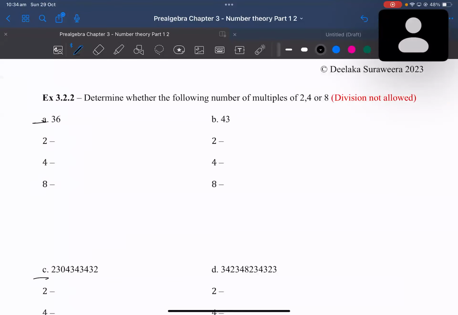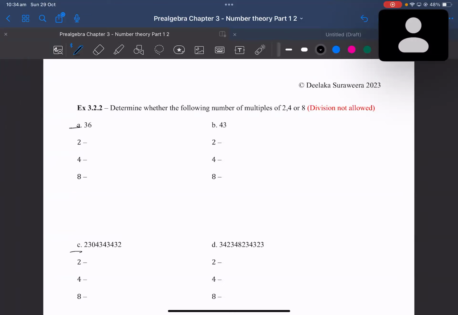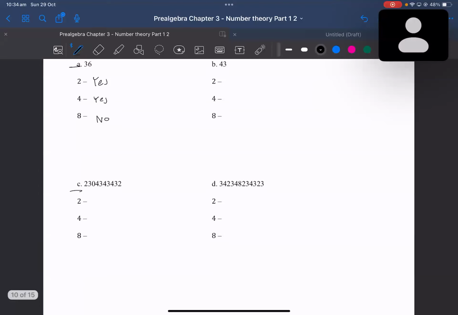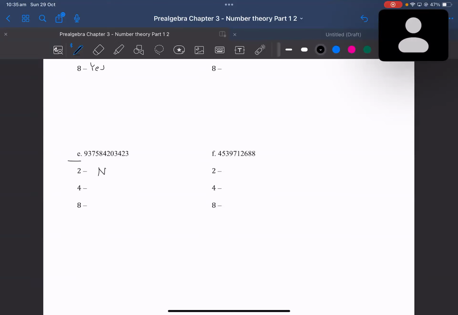Yeah. All right, let's quickly go over this one then. The answers are yes, yes, no. Okay. And for C, it's yes, yes, yes, because the last digit is all we care about. And then for E, it's no.